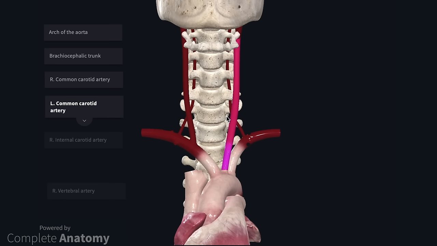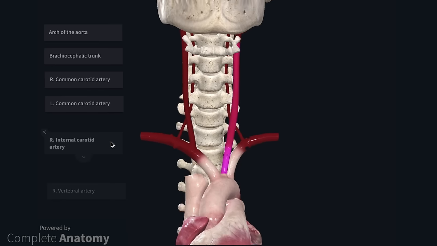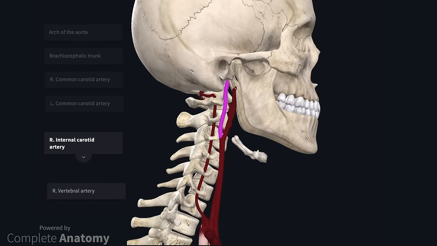At approximately vertebral level C4, the common carotid artery bifurcates into the internal carotid artery, which is highlighted here, and the external carotid artery, which we can see here. The external carotid artery goes on to supply the face and the scalp, whereas the internal carotid artery will continue to the base of the skull. Remember, the internal carotid artery does not give any branches to supply the neck, face, or scalp, and so this is how you should distinguish it from the external carotid artery.